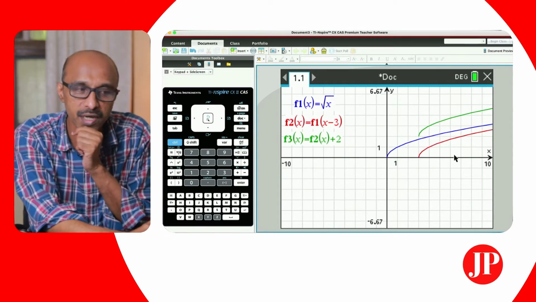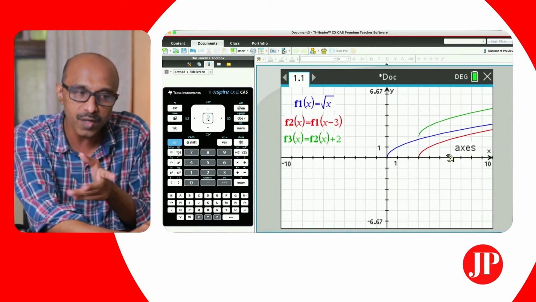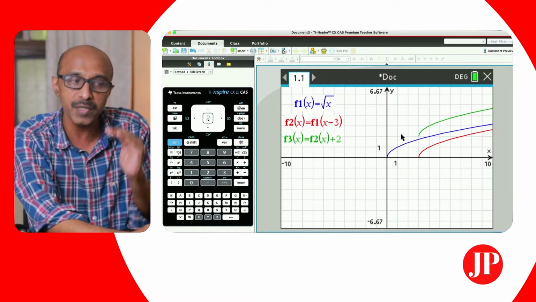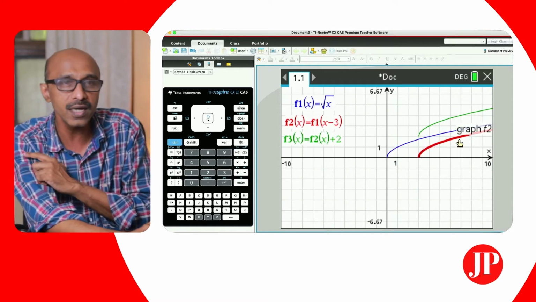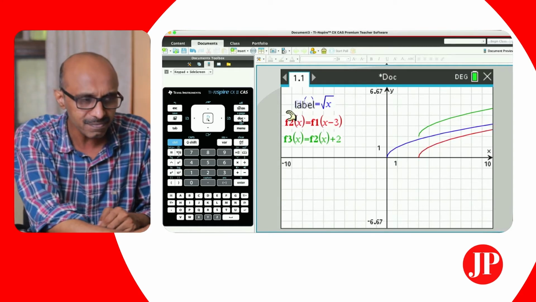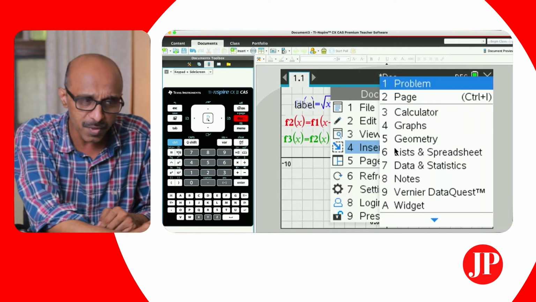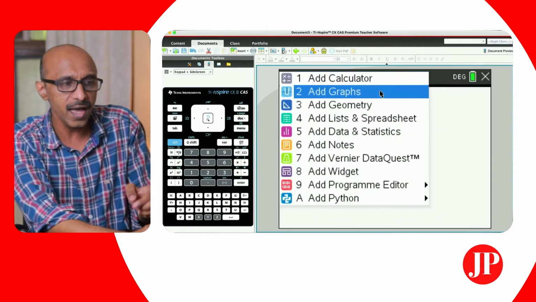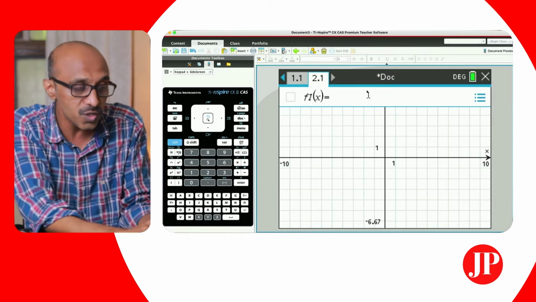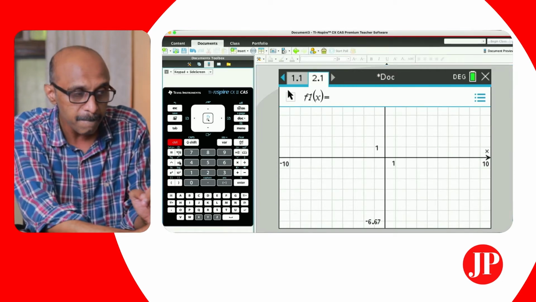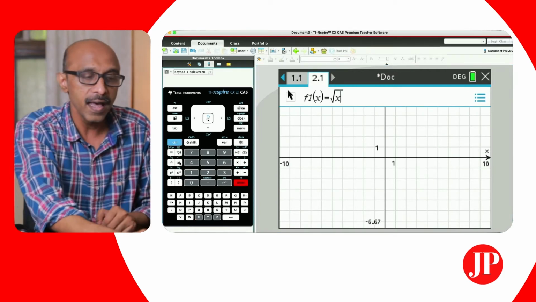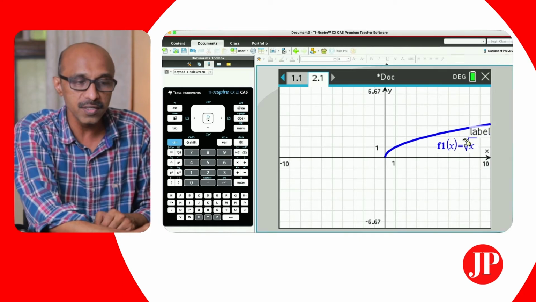Now, what we want to explore is, what if we change the order? First we take it up by 2 units, and then we go right. Let's find out. To do that, let me insert a new problem and do the same thing. My parent function is still going to be the square root function. So that's the square root function.